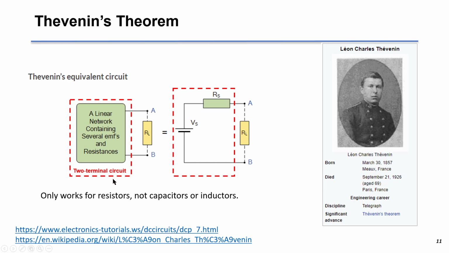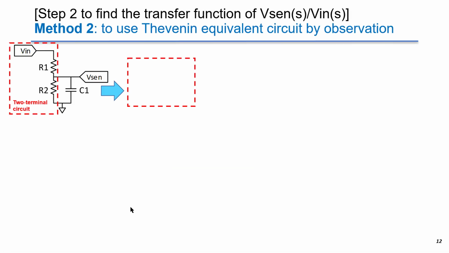So we have a two-terminal circuit as this. This is also called a linear network. So we can manipulate the voltage source and resistor here to change it into a single voltage source in series with a Thevenin equivalent resistor. Notice that this method only works for resistors, not capacitors or inductors. Now let's use the Thevenin equivalent circuit. So we have the two-terminal circuit by R1 and R2.